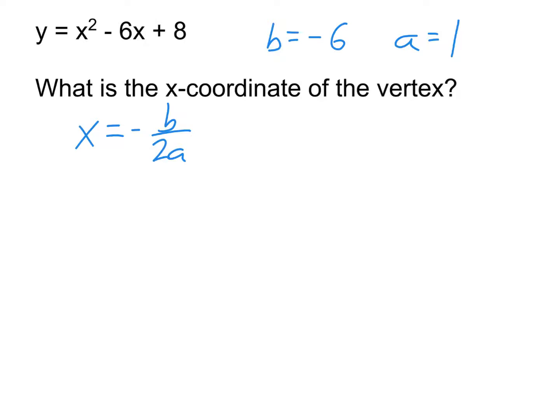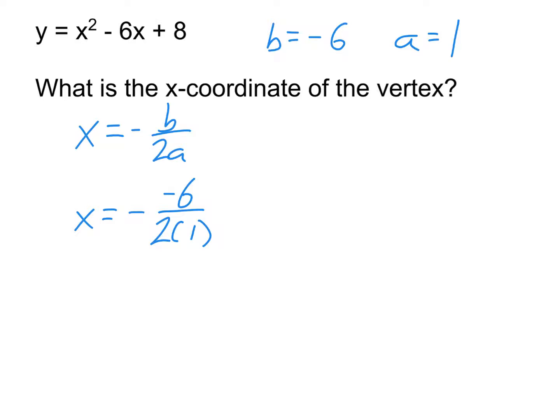And c, by the way, is 8, but we're not going to need to know that in this problem. All right, so let's go ahead and plug that information into our little formula here. x equals a negative b is negative 6 over 2 times 1.